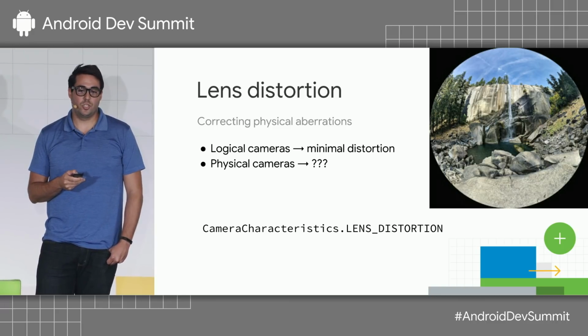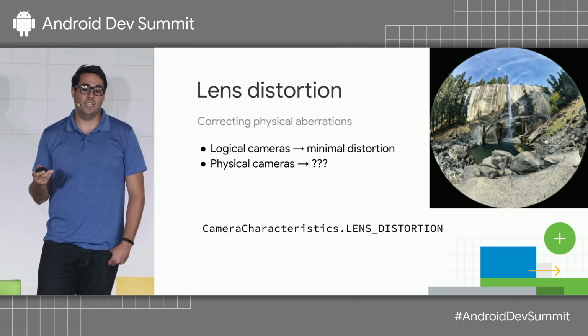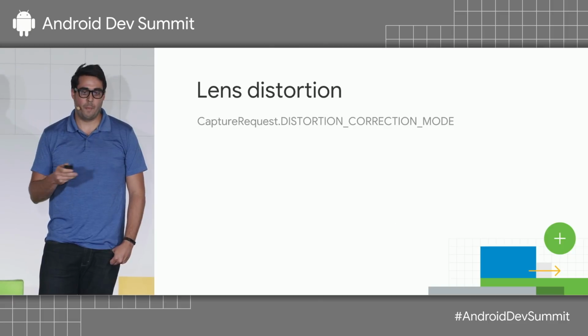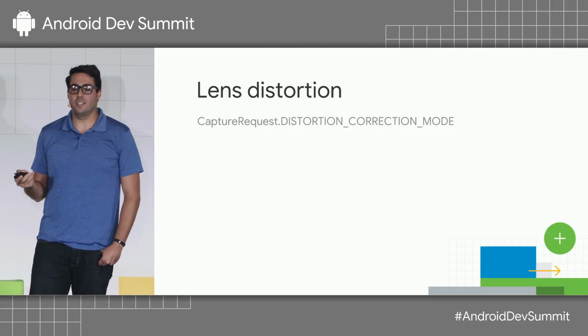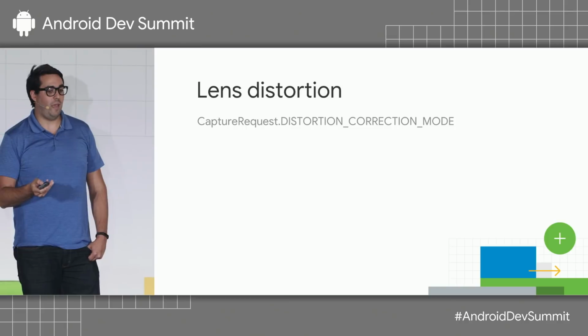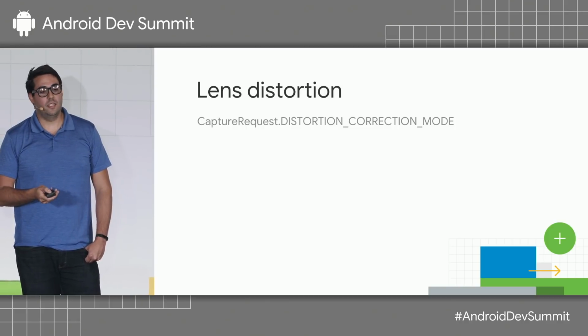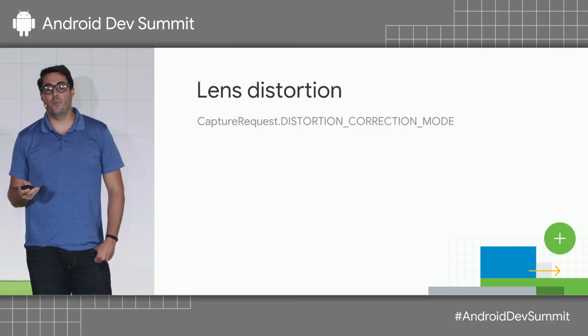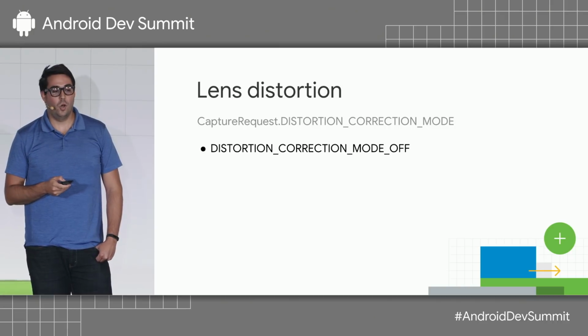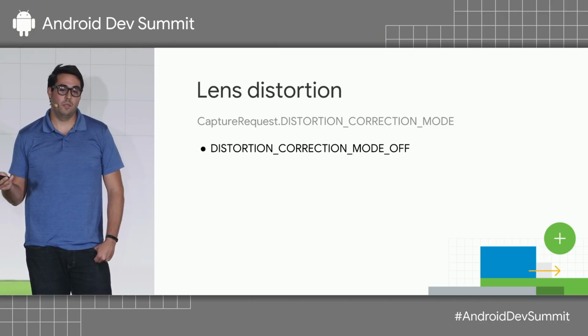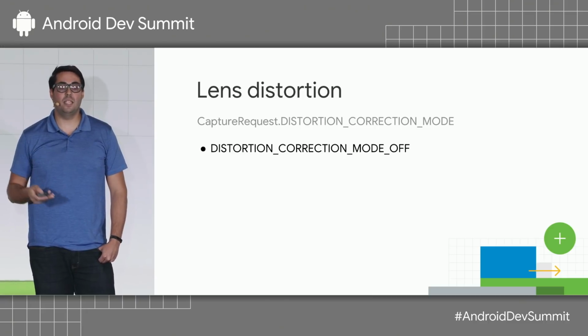The physical lens distortion is described in a set of radial and tangential coefficients. The coefficients can be queried using the lens distortion camera characteristics key. The documentation has a lot more details if you're interested. The good news is that there's a way to correct distortion without doing a bunch of math. We can simply set the distortion correction mode on our capture requests. Off means that no distortion is applied. We may need to use this if we want to do things like frame synchronization. Emilie will touch on that later.